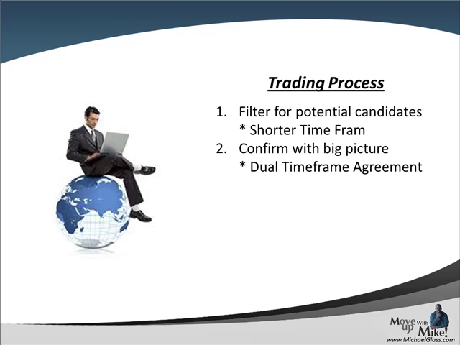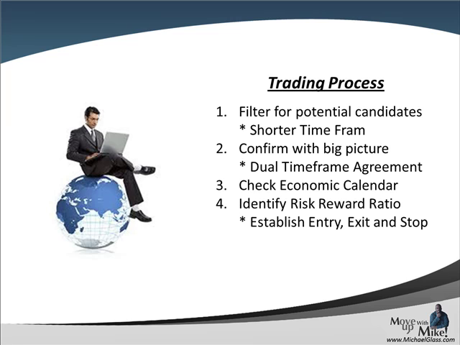So to add to that, we're in an uptrend on a daily chart, but we're pulling back on the 1-hour chart. When that 1-hour chart stops pulling back and reverses and agrees with the longer time frame, we have dual time frame agreement. Of course, we want to check the economic calendar and make sure that we have no releases coming out that can dramatically impact and change that reaction for that pair. And then, of course, we want to identify our risk-reward ratio.